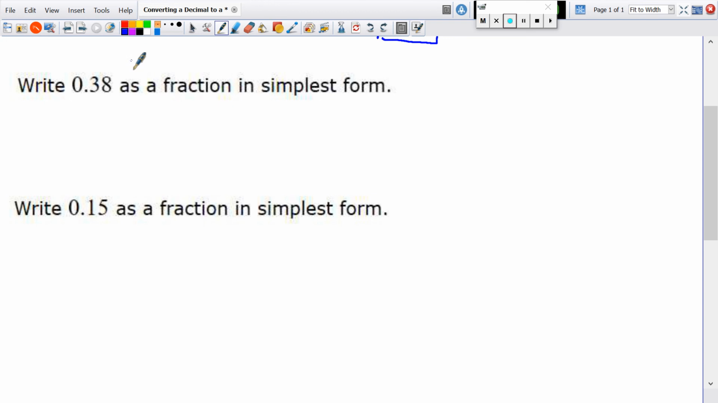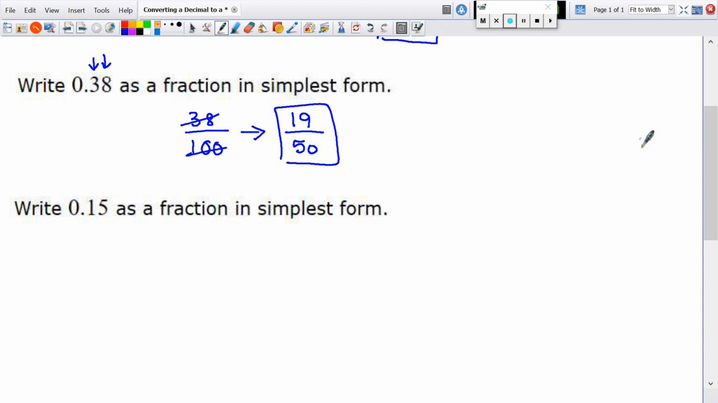So again, I see a 38 after the decimal, so I write 38 as a fraction with 1 underneath it. There are 2 numbers after my decimal, so I'm going to put 2 zeros. These are both even, so I start cutting them in half. So half of 38 is 19, and half of 100 is 50. 19 is a prime number, so we're done.